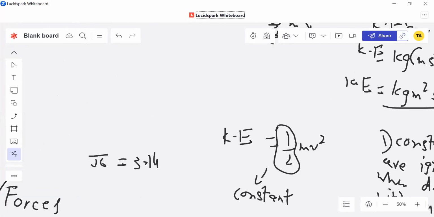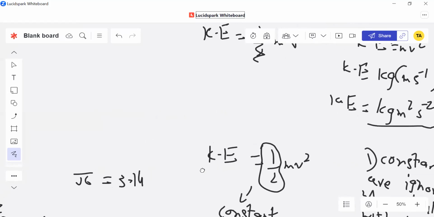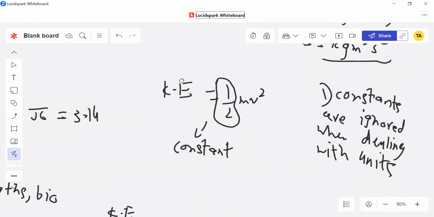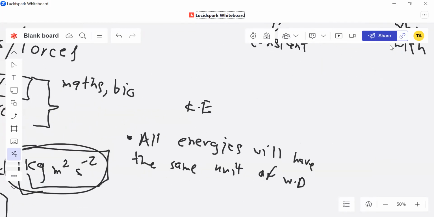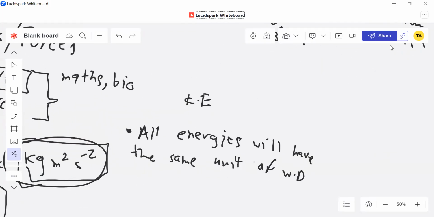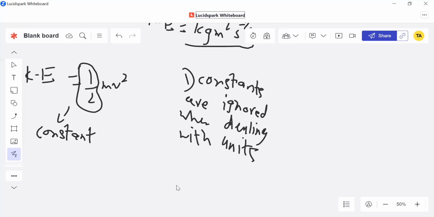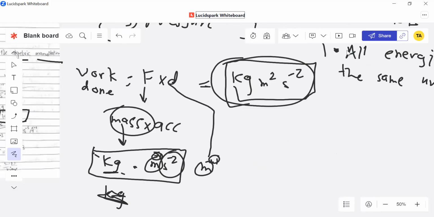Similarly, I could solve for potential energy, elastic energy, all of that, but I'll get the same formula. So remember, all energies will have the same unit as work done. This is one rule of units. The second rule was that you will ignore constants when dealing with units. So constants are ignored, right?